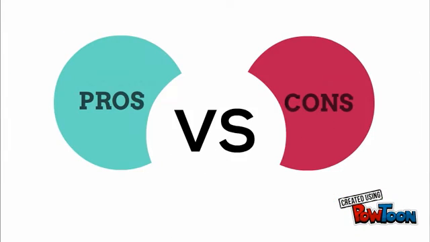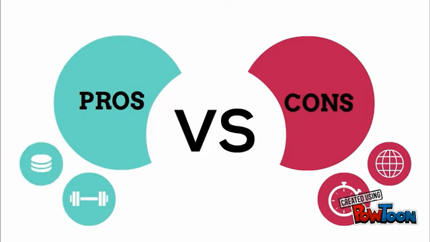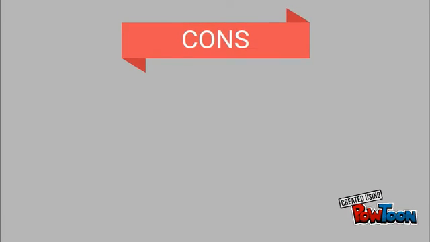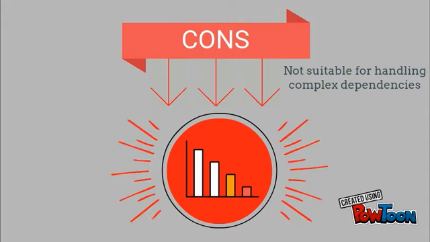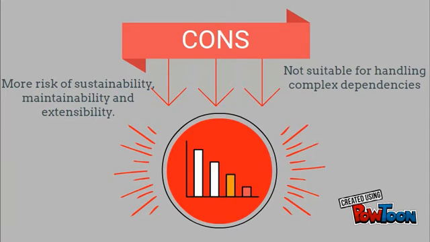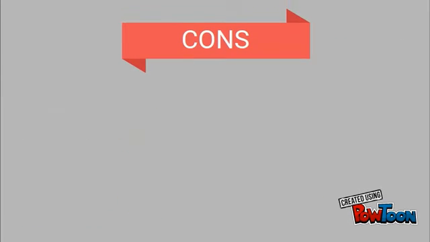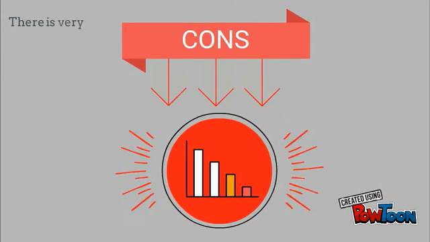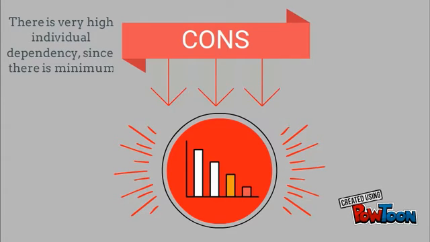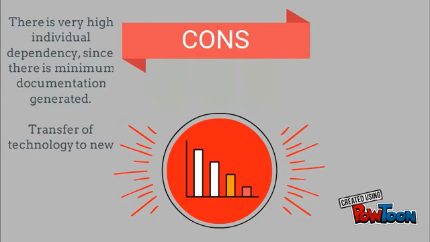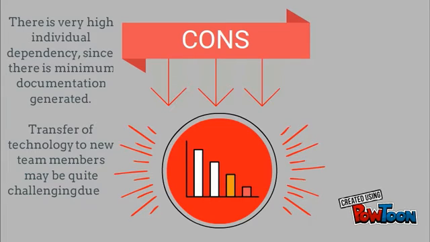Now, the Agile model has pros and cons like all the other models, the cons being things like not suitable for handling complex dependencies, more risk of sustainability, maintainability and extensibility, and an overall plan. An Agile leader and Agile PM practice is a must without which it will not work. Now, the Agile methodology has a very high individual dependency since there is minimum documentation generated. Therefore, the transfer of technology to new team members may be quite challenging due to lack of documentation.